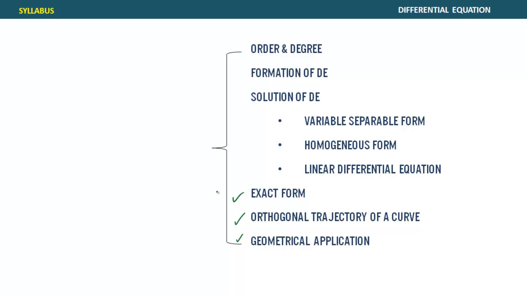Then we'll cover orthogonal trajectory of a curve, again a very simple thing, and we'll also do their geometrical application. These three things you will not find in your NCERT textbooks. Apart from that, everything will be in the NCERT portion. We'll try to cover in today's class order, formation, and the solution of these two forms, and the rest we'll do in tomorrow's lecture. That is the target that I have kept in mind. So let's start today's topic.